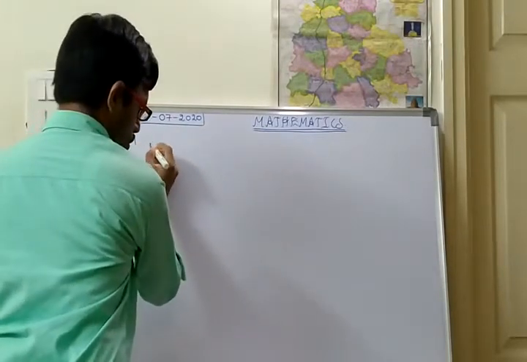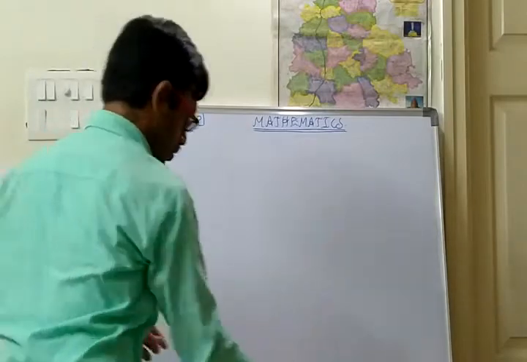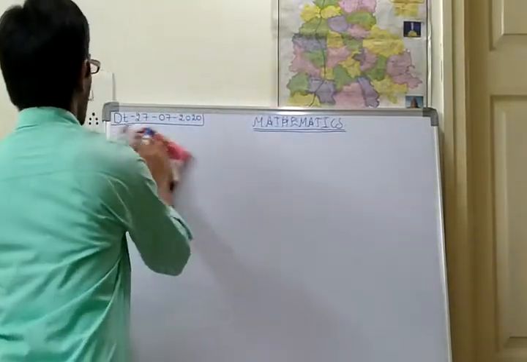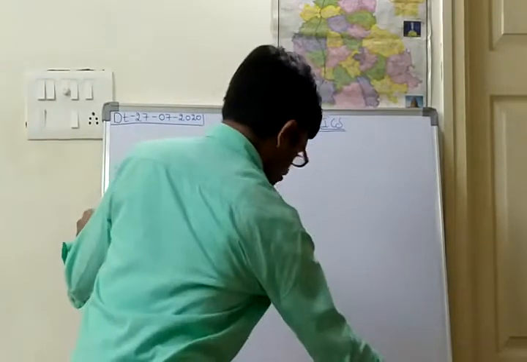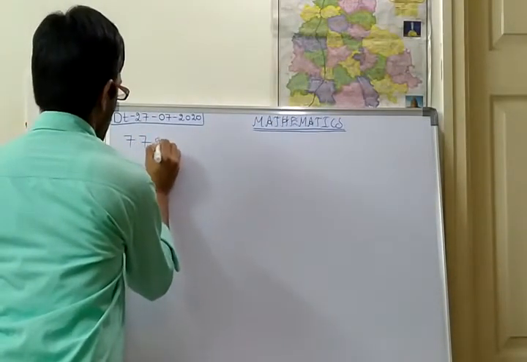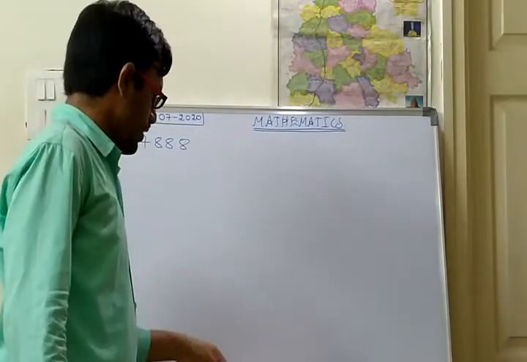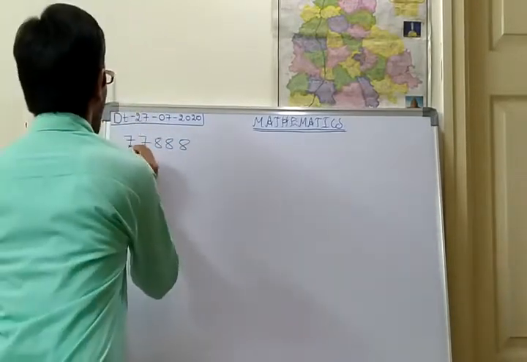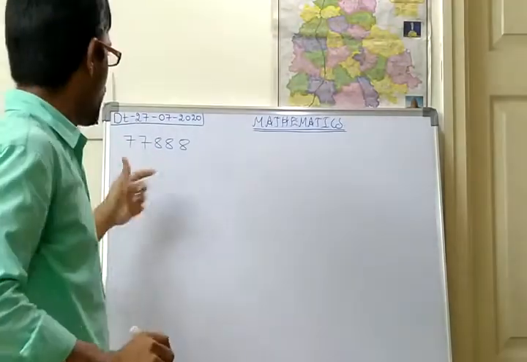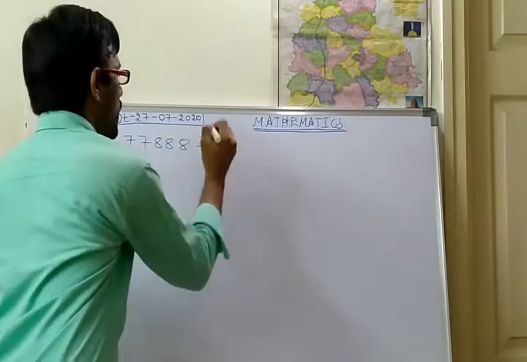1504. This one is already given in the textbook, no need. So next one more I am taking, 77888. Okay, 77888. So here how many digits are there? 5 digits are there. So the expansion also should have 5 terms.